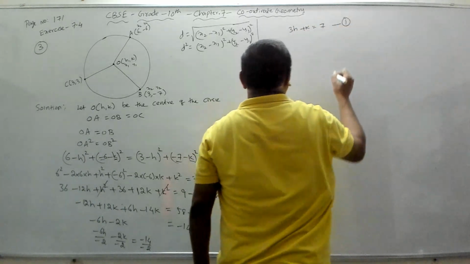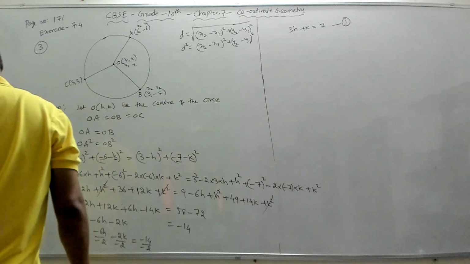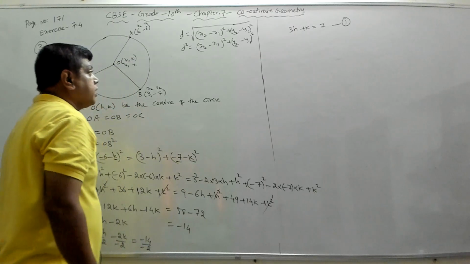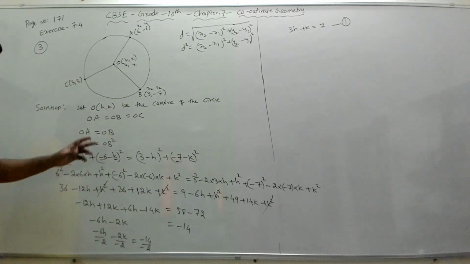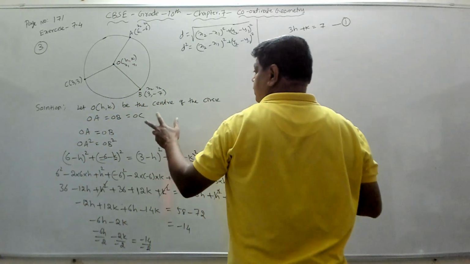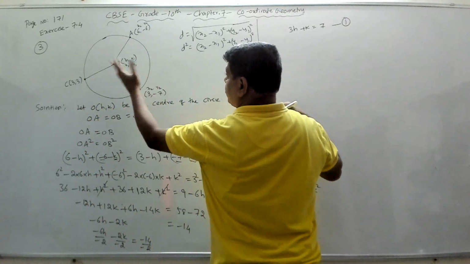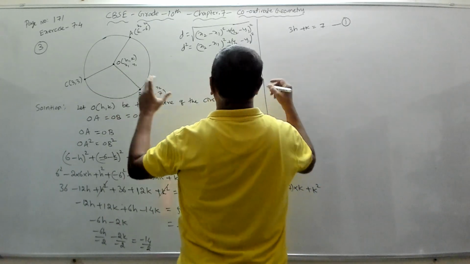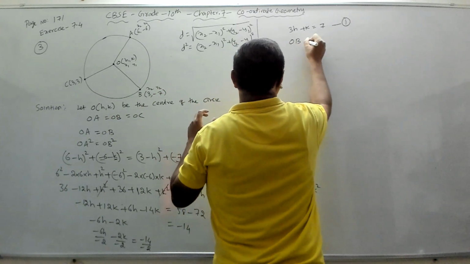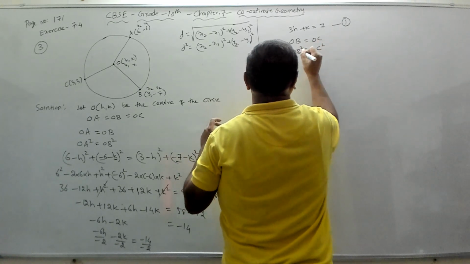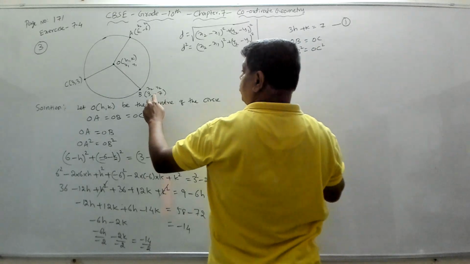Call this the first equation. 3h plus k equal to 7. Call that the first equation. Now we'll equate maybe OB and OC or OA and OC, any one of them. So we'll probably equate OB and OC. So OB is equal to OC. Therefore, OB square is equal to OC square. Let's find what is OB.